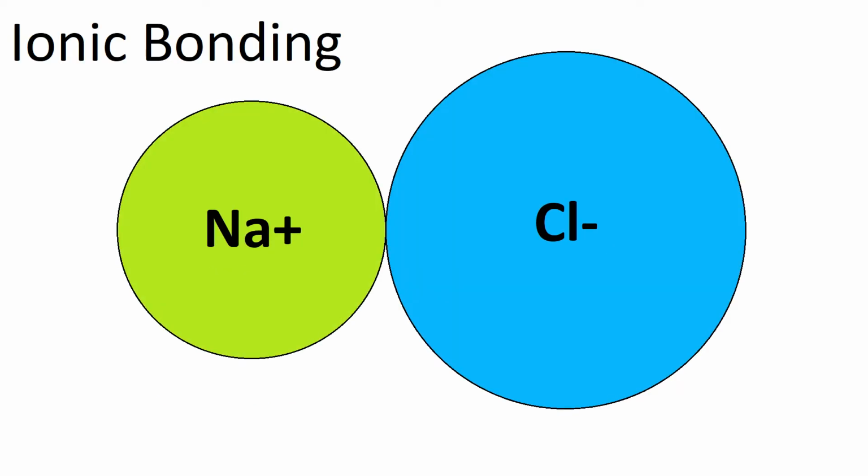Both atoms now are ions because they have a charge that's not neutral at this point. And what actually occurs is that because they have opposite charges, they get attracted to each other, and that helps cause the bonding to happen.